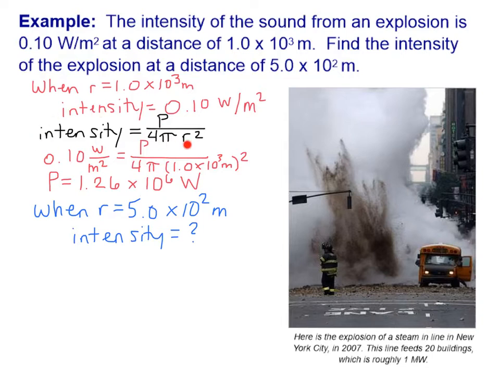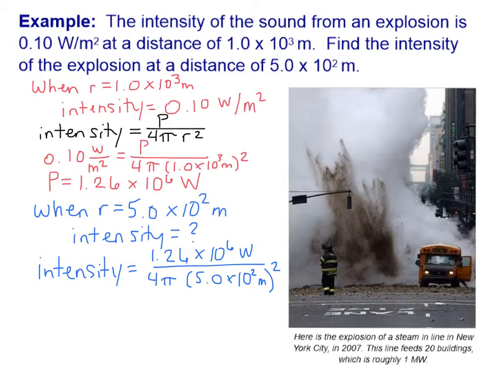Now I can use my same equation for intensity, and instead I can plug the values in for power and for my radius being 500 meters. And I can simply plug these numbers into the calculator, and I get a value for intensity of 0.40 watts per meter squared. Now, does this answer make sense? Well, when I'm 1,000 meters away, I have this much intensity, 0.1 watts per meter squared. If I am only 500 meters away, I would expect there to be more intensity. And indeed, there is 0.4 watts per meter squared, so that makes sense to me.